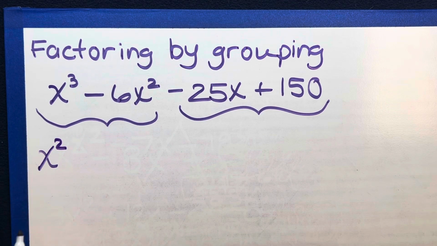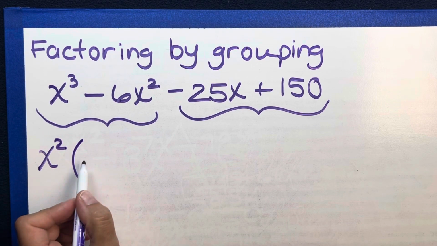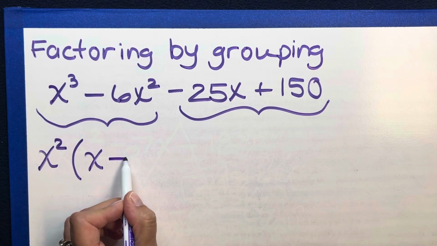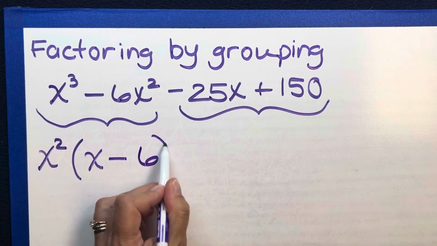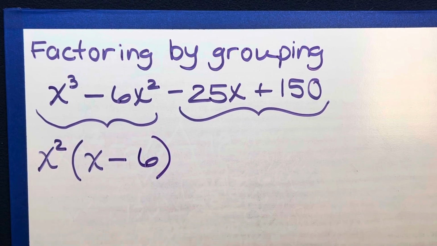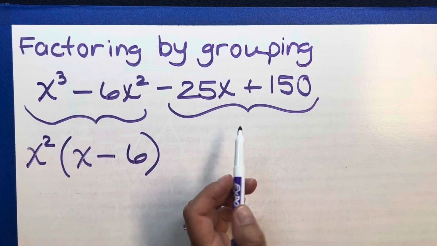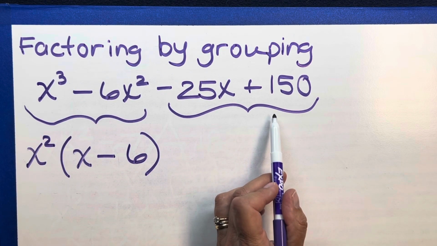So I'll factor out an x squared, and then what I have left is an x for the first term, keep my minus sign, and then a 6 for the second term. So I finished this part of the problem. I'm going to do the same thing with these 2 terms.